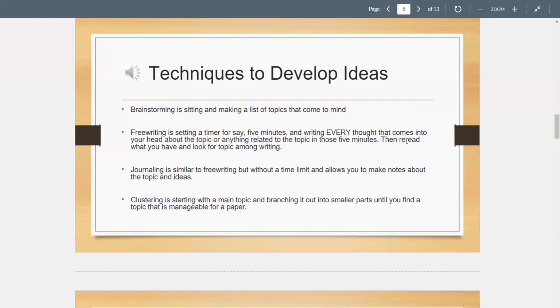You can still use the same techniques of free writing, where you write down everything in your head about a topic, anything related to the topic, but it gives you a little bit more freedom. You can organize it a little bit better.